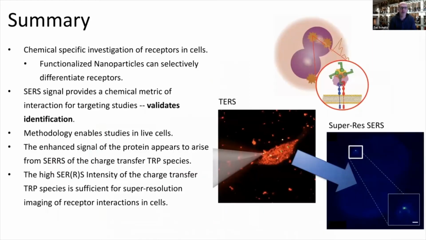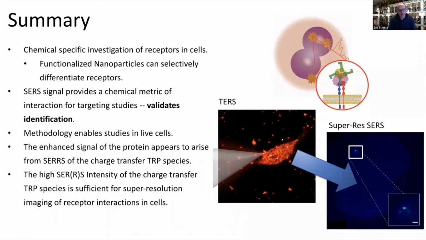All right, to summarize what I've told you, we're looking at chemical-specific interactions of receptors in cells, and the functionalized nanoparticles can selectively let us detect and monitor protein receptors. Our SERS signal provides a chemical metric of the interaction for targeting studies, which we can then use to validate identification. And this methodology actually works in live cells.